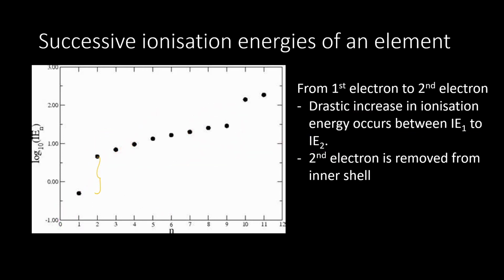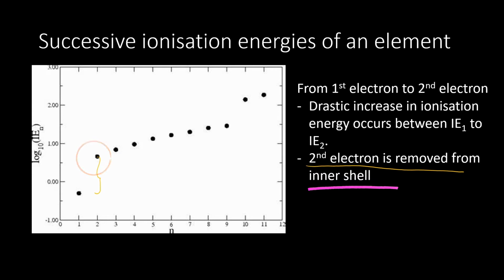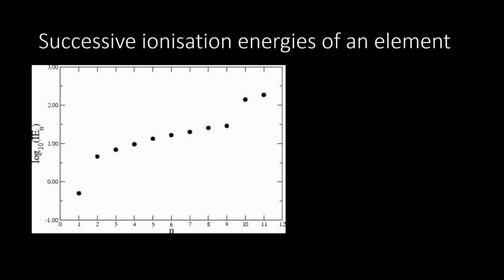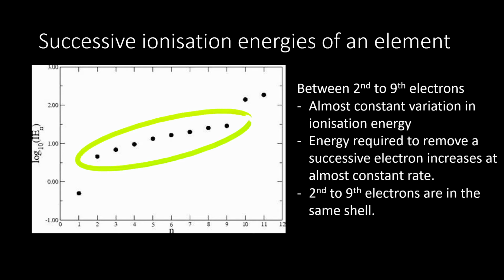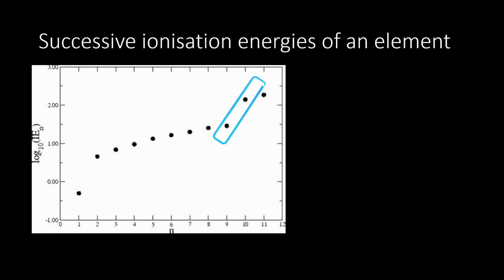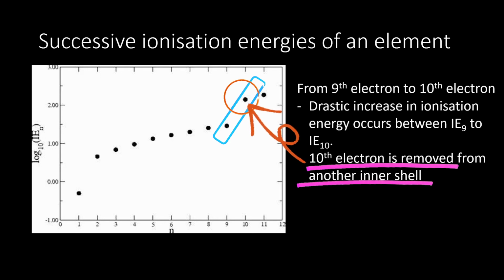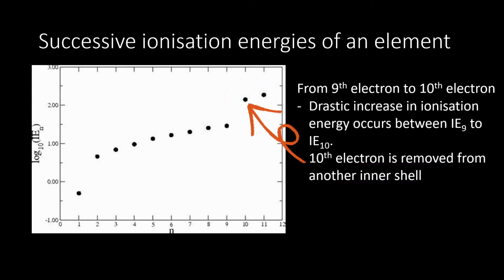From the drastic increase, we can deduce that the second electron started to be removed from the inner shell of the element. From the graph, we can also see that between the second to the ninth electrons, the increase in ionization energy is at a constant rate. Hence, we can say that the second to the ninth electrons are in the same inner shell. From the 9th to the 10th electrons, again we see a drastic increase. So this means that the 10th electron is being removed from another inner shell.